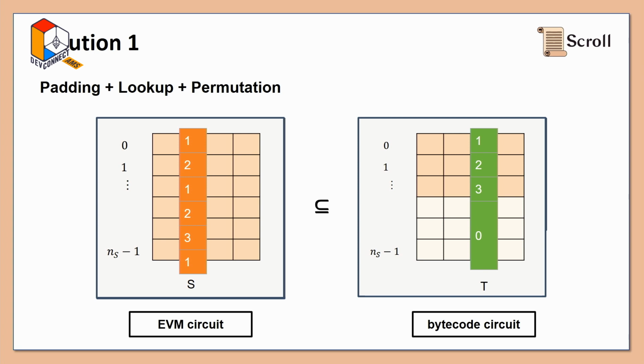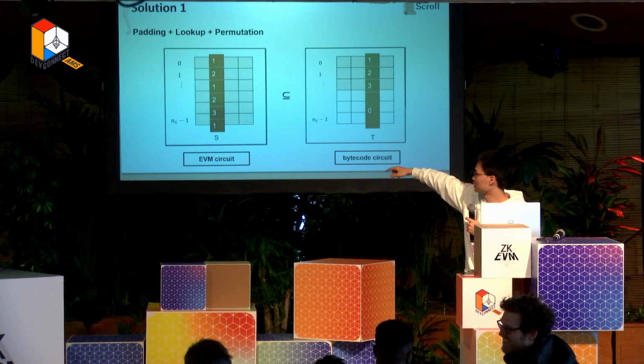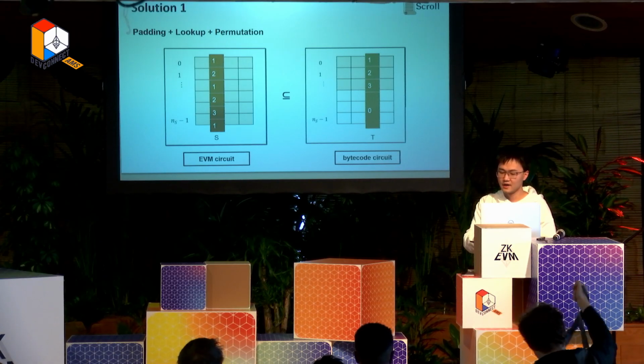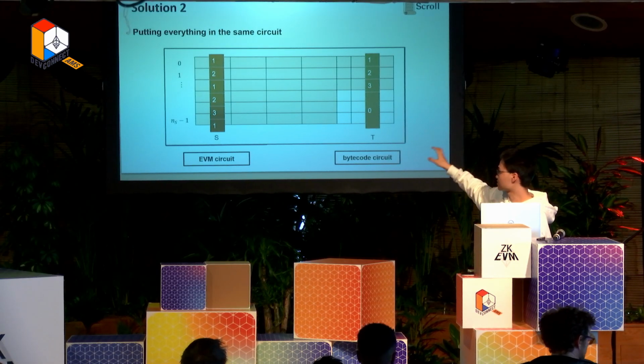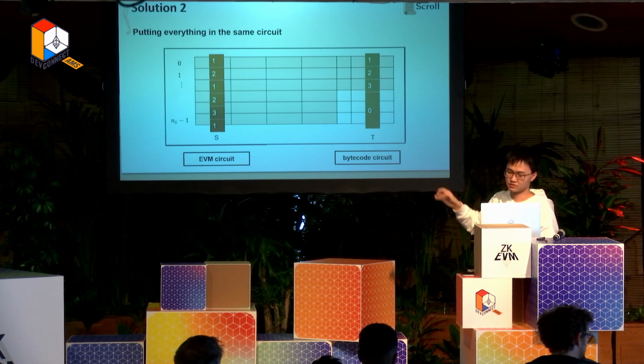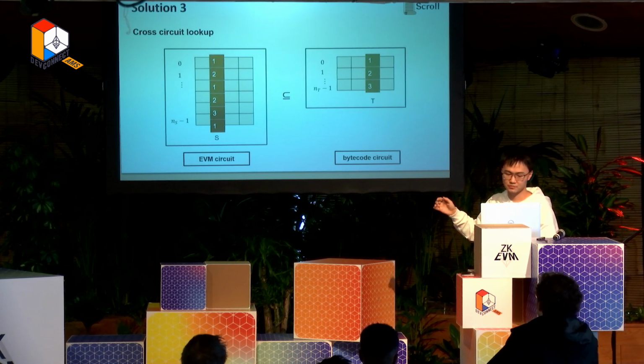Then you do a lookup, checking whether this entry belongs to that one, and you also do a permutation, because the order in your initial column might be different from this one. Another way is that you put everything in the same circuit and directly reuse the same columns. And a third way is that you do a cross-circuit lookup, like a plookup.